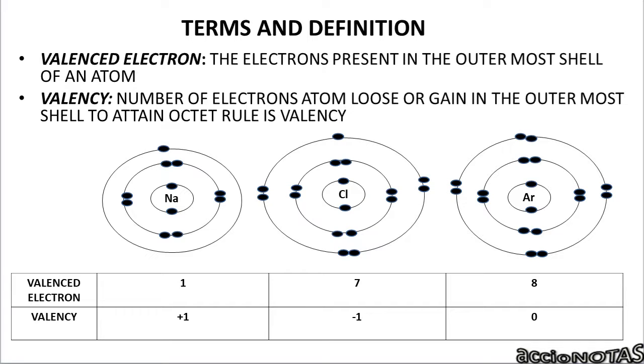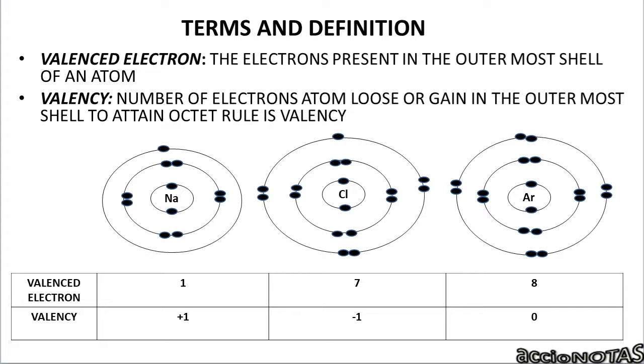Terms and definitions again. Valence electrons: the electrons present in the outermost shell of an atom. Valency: the number of electrons an atom loses or gains in the outermost shell to attain the octet rule is called valency. Now these two terms are very important. You really should know the difference.